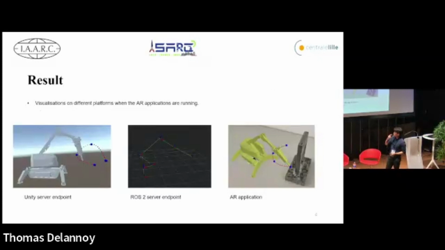So this is our result. You can see on the left is the Unity server endpoint, and then the ROS for visualization of the communication, and the AR application. With the blue dots, we can manipulate the path that the robots will be taking, and the red path is the path that you'll be taking as well.